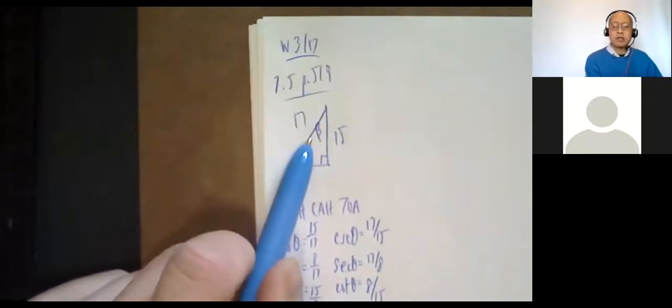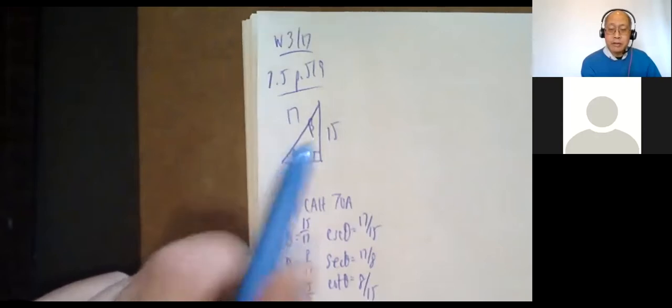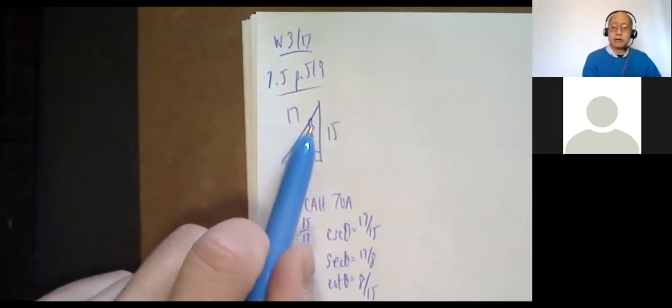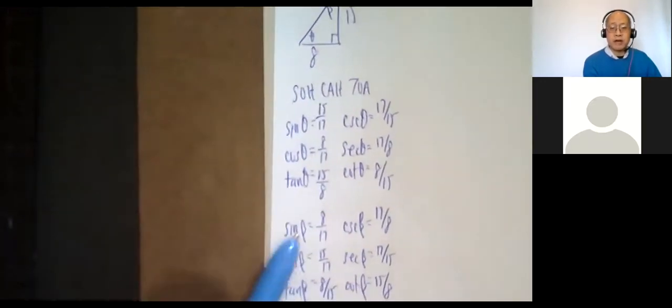So these two angles are called complementary. Complementary angles add up to 90 degrees. You may have heard of that before. These add up to 90, so the cosine of one is the same as the sine of the other. Likewise, cosine of theta is the same as the sine of beta, 8 over 17, 8 over 17. So there we go.